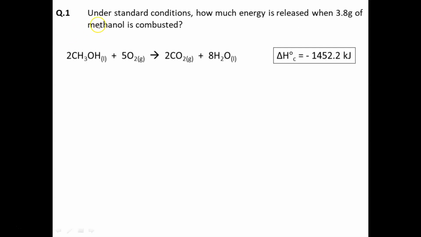Alright, let's take a look at this question. Under standard conditions, how much energy is released when 3.8 grams of methanol is combusted? So what we have here is 2 moles of methanol, when it combusts, will release negative 1452.2 kilojoules of energy. But are we burning 2 moles of methanol? No, we're burning 3.8 grams of methanol.